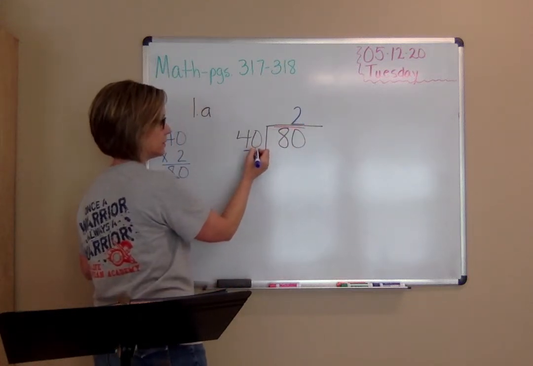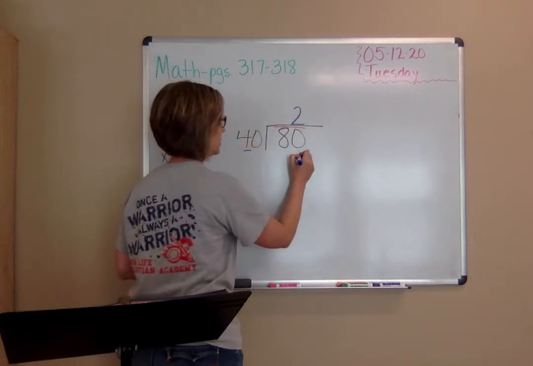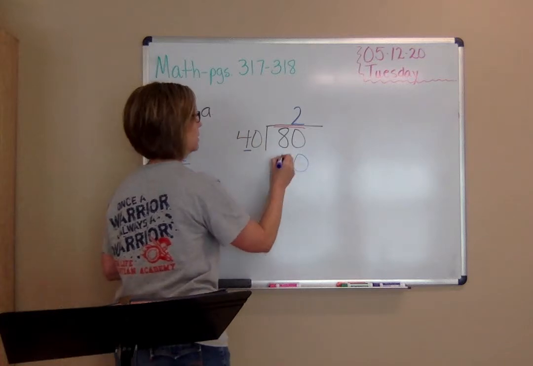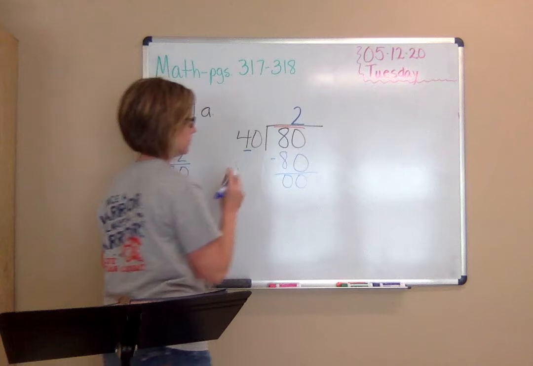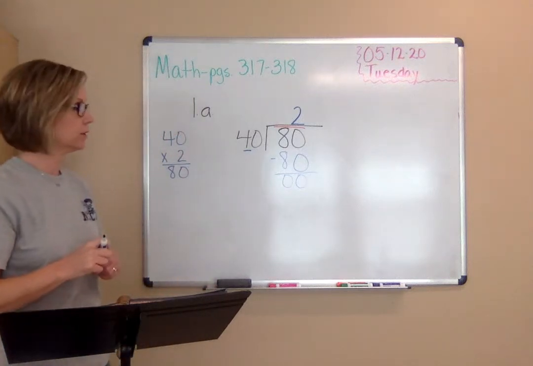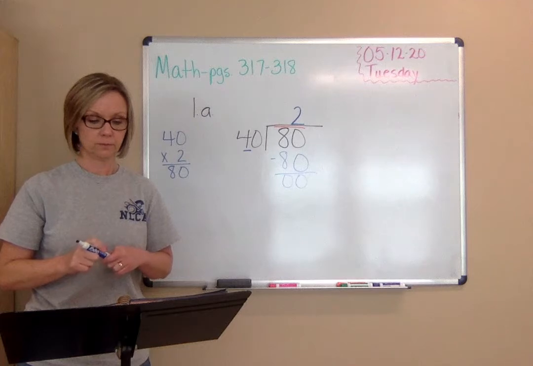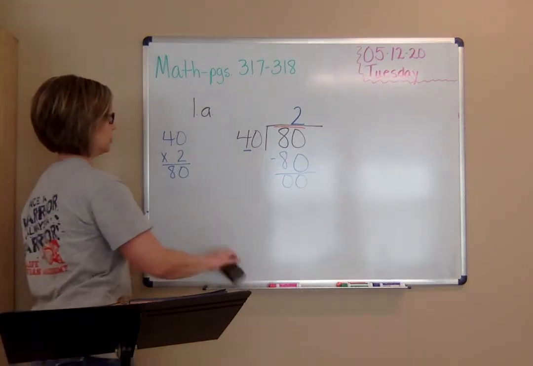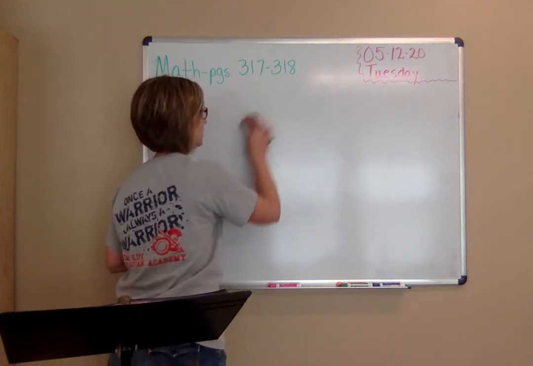Or 2 times the 0 first, the ones place. 2 times 0 equals 0. 2 times 4 equals 8. And then you subtract. Same thing. So your answer there should be 2. Okay? If you want to start on B, I will catch up with you in just a second.